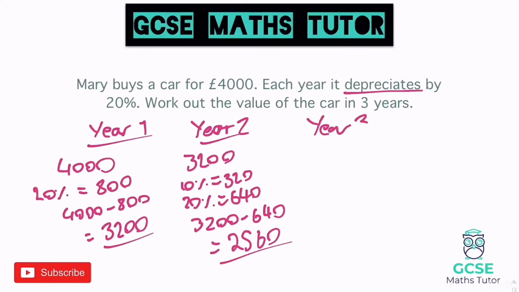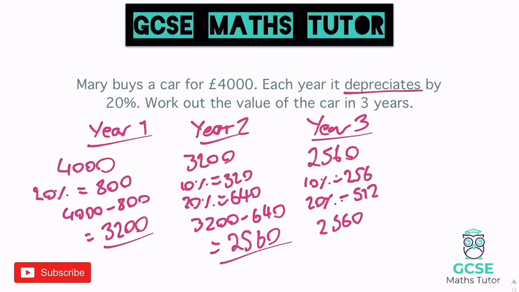year 3. So our value is 2,560, 10% of that is 256, so 20% will be 512, and then we can subtract 512, so 2,560 take away 512 leaves us with a final value there of £2,048, and that'd be our final answer.